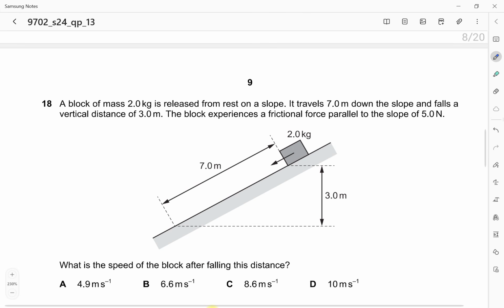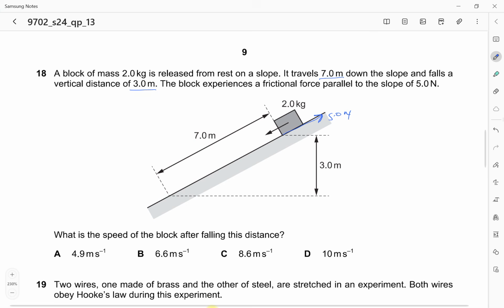A block of mass 2.0 kilograms is released from rest on a slope. It travels 7.0 meters down the slope and falls a vertical distance of 3 meters. The block experiences a frictional force parallel to the slope of 5 newtons. So friction must be upwards, 5.0 newtons, because it is moving downwards. What is the speed of the block after falling this distance?